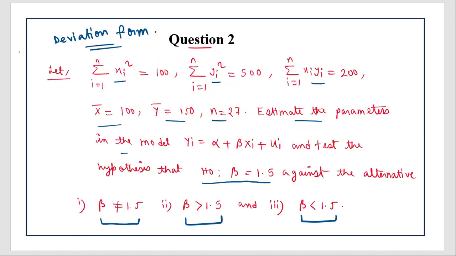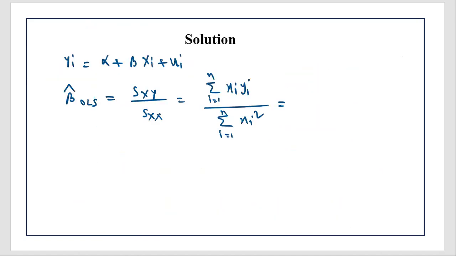Now the values are given to you. See what are the values. The sum of xi yi is 200 and the sum of xi square is given to you as 100. So this value will come out to be 2. So beta cap OLS is 2. Now what will be TSS?